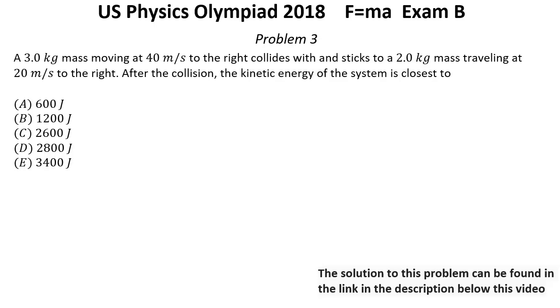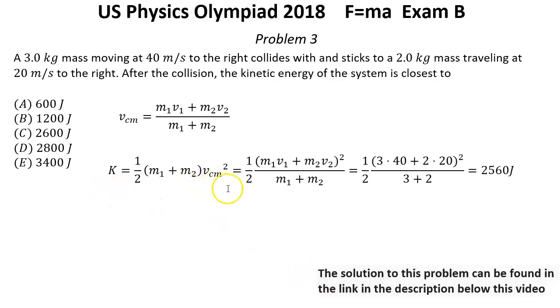Solution for problem number 3. Because this collision is completely inelastic, first we can find the speed of the center of mass. That will be this expression. After that we can find the total kinetic energy. That will be this expression, and when we put in numbers, we have 2560 joules, which is closest to answer C, 2600 joules. This is the correct solution for problem number 3.